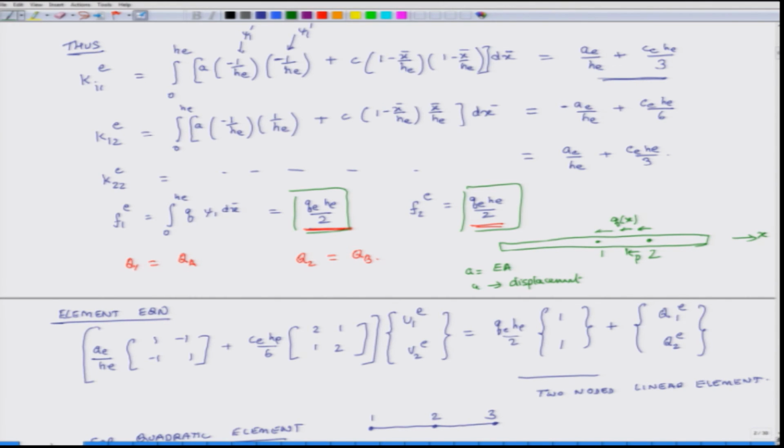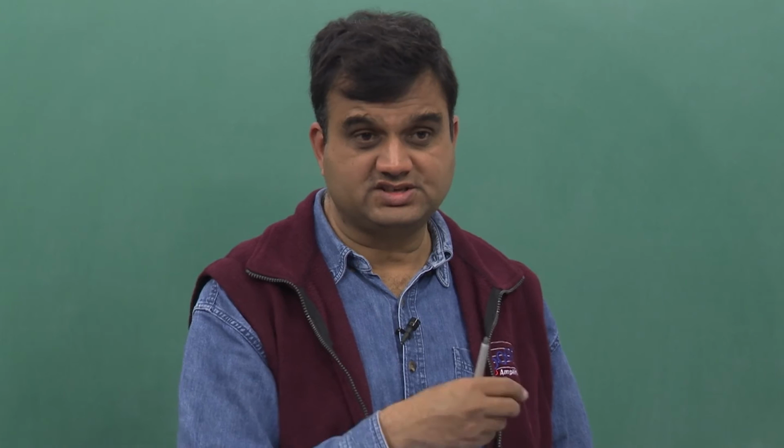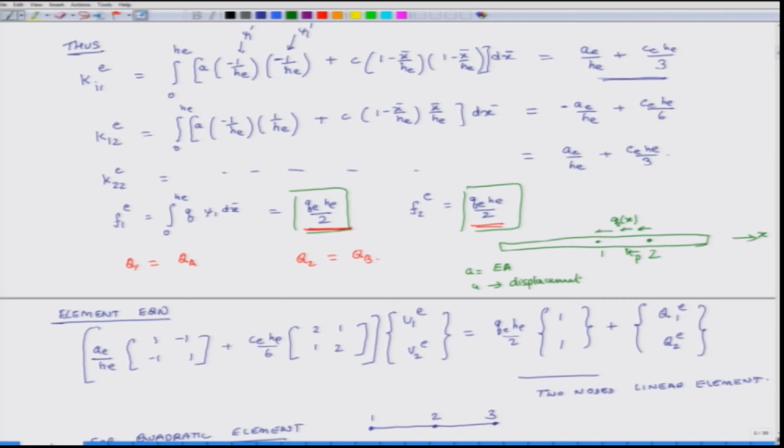Okay. So F1 and F2 represent the total consequential loads at node 1 and node 2, which are due to the presence of distributed load intensity in the direction of the bar's axis. And if that intensity is constant over the length of the element, then the total load will be QE times HE, half of that will be taken by the first node, half of that will be taken by the second node. So it will be evenly divided.